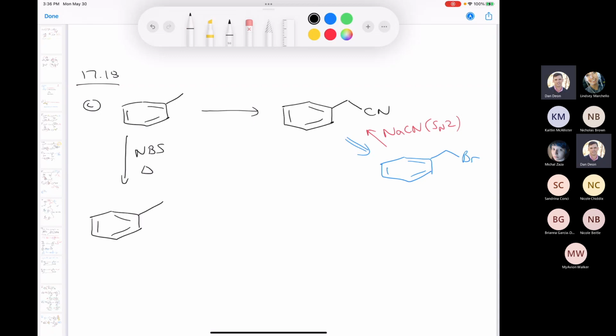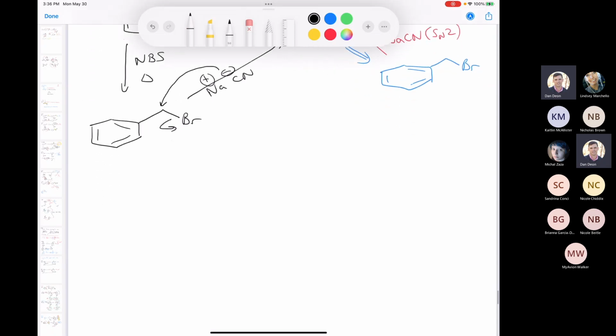Now that we've got our benzyl bromide, which is a very strong lacrimator, we take that and we treat it with sodium cyanide, and our cyanide is going to act as a nucleophile, do our SN2, and that's it. We're done. We have the desired product.